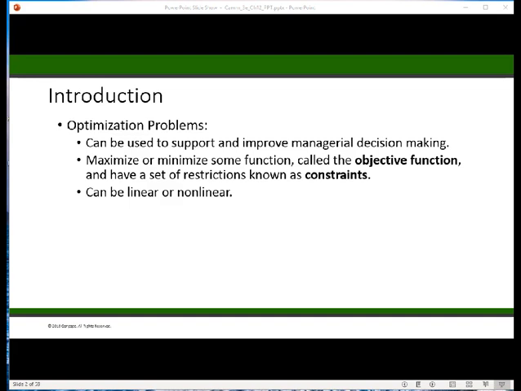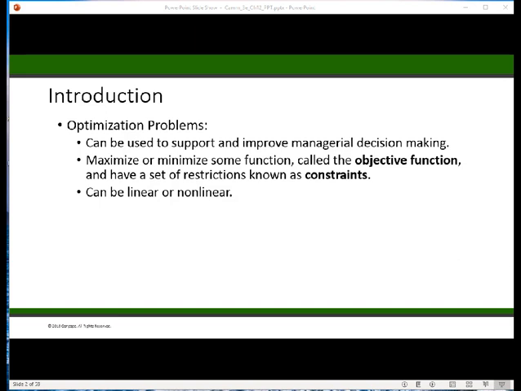With optimization, we're looking at two things: maximize or minimize. So we're going to maximize some objective function, or we're going to minimize that. And both these terms go under the general heading of optimization. And they can be linear or nonlinear.